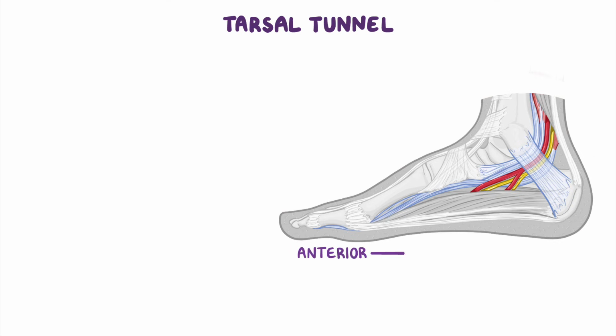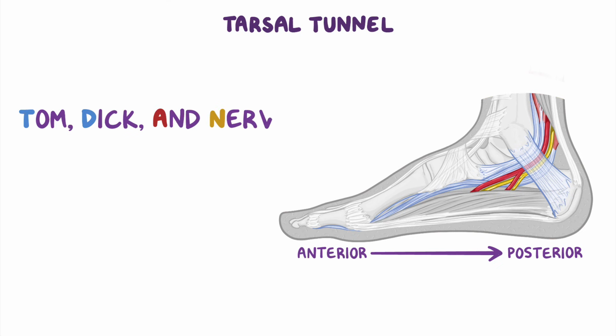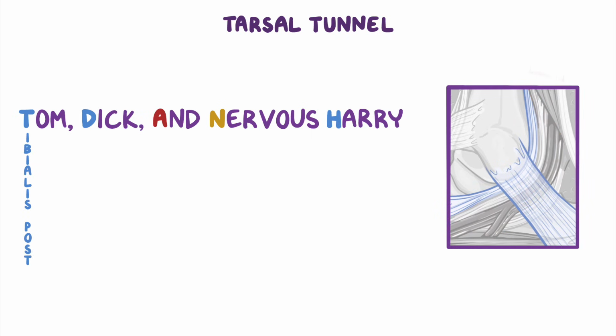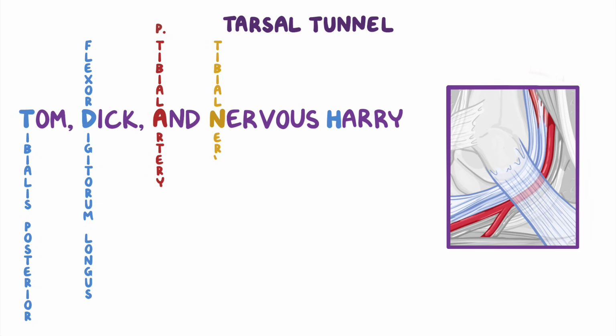From anterior to posterior, the structures can be identified using the mnemonic Tom, Dick, and Nervous Harry. The first and most anterior structure passing behind the medial malleolus is the tibialis posterior, then the flexor digitorum longus, followed by the posterior tibial artery, then the tibial nerve, and finally the flexor hallucis longus.